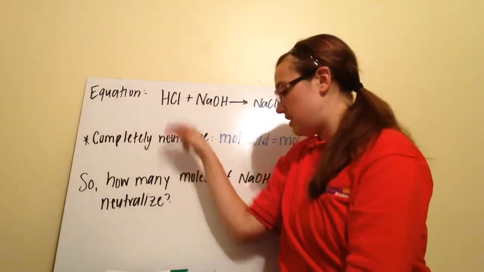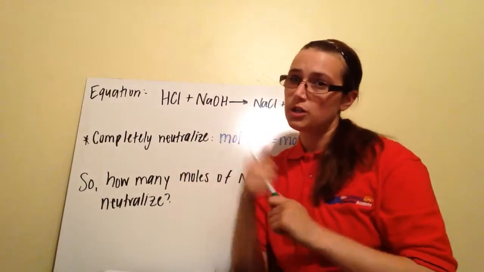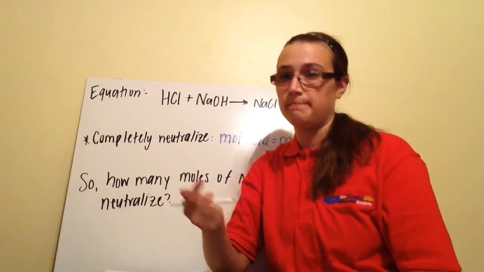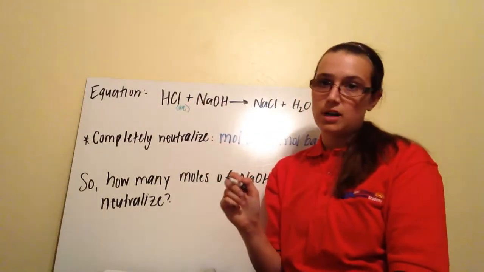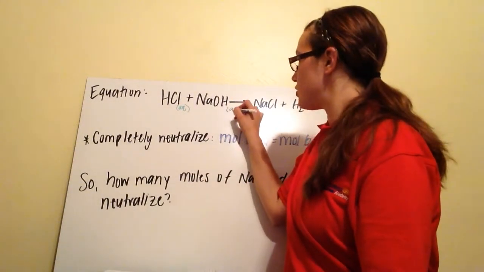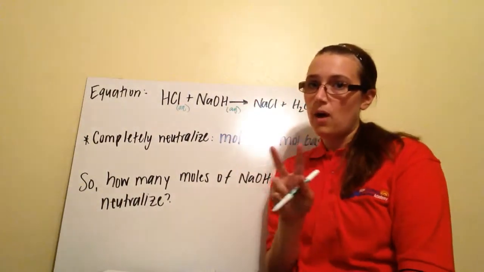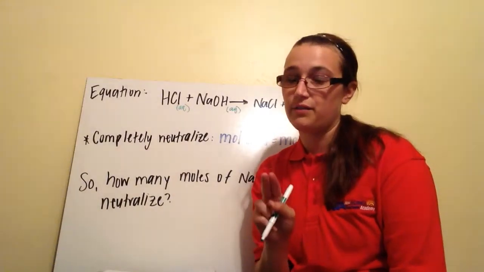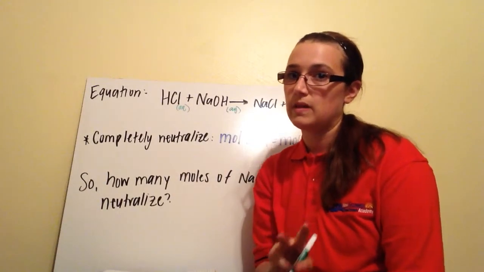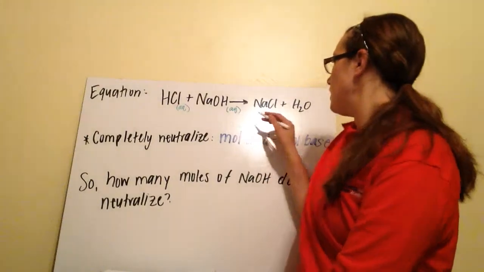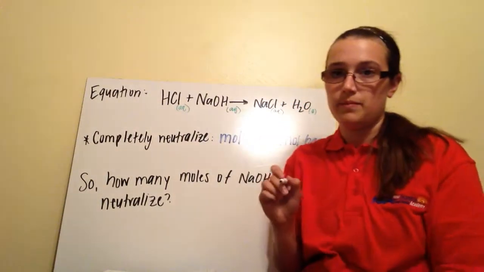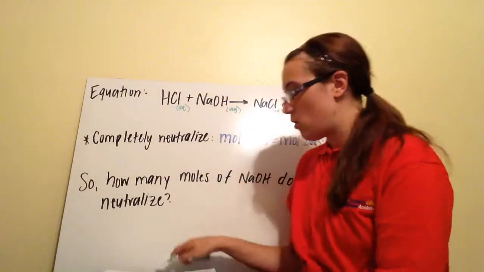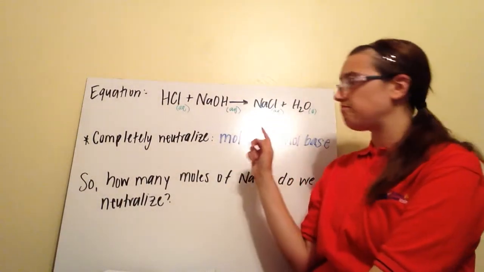This equation is hydrochloric acid, which, think about what state of matter that should be. It should be aqueous, plus sodium hydroxide, also aqueous. Think about why those two things should be aqueous. If you can't remember, look back at some of the other videos that I went through. It yields sodium chloride and water. Sodium chloride is aqueous, water is a liquid.